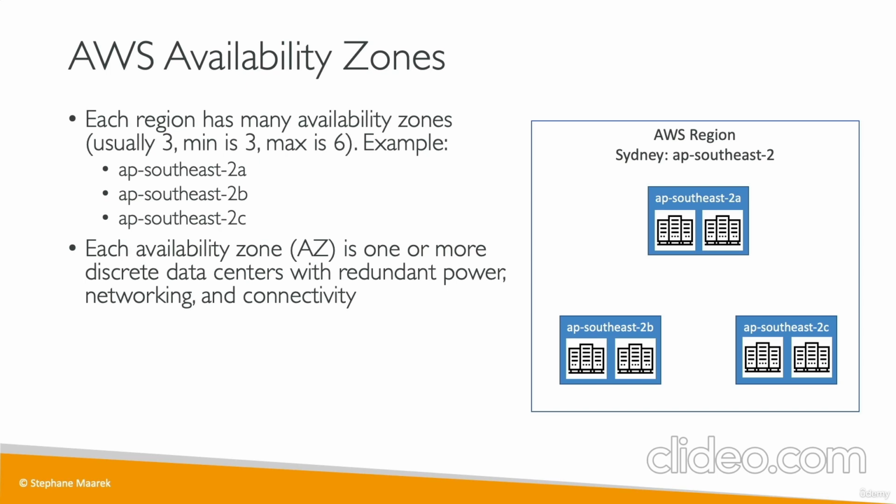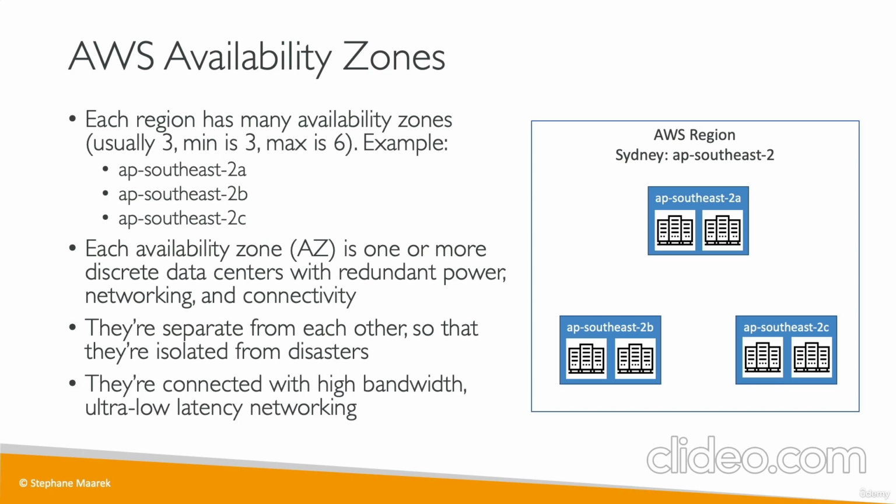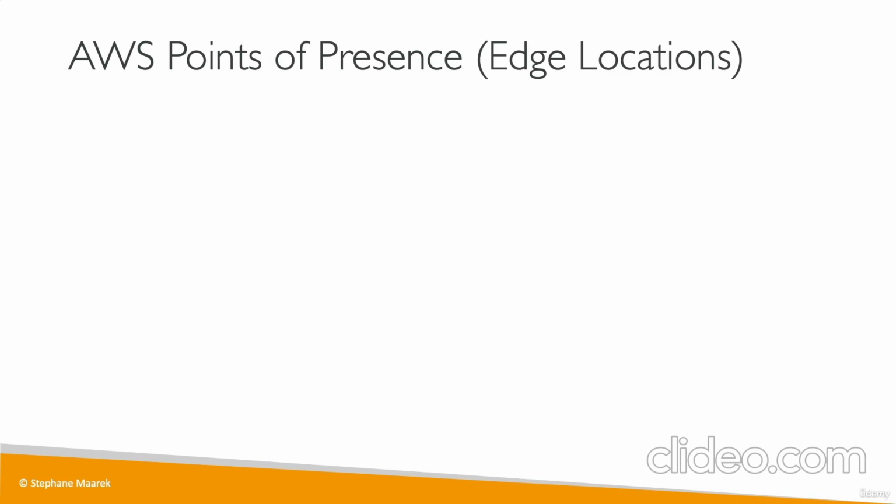But what we know is that these availability zones are separate from each other so that they will be isolated from disasters. So if something happens to AP Southeast 2A, we know that it is designed not to cascade into AP Southeast 2B or AP Southeast 2C. So they're really isolated from disasters. And then these availability zones are connected with high bandwidth, ultra low latency networking, and therefore all together being linked together, they will form a region.